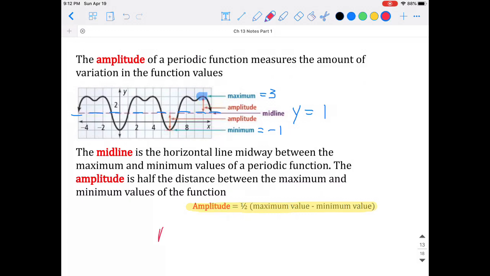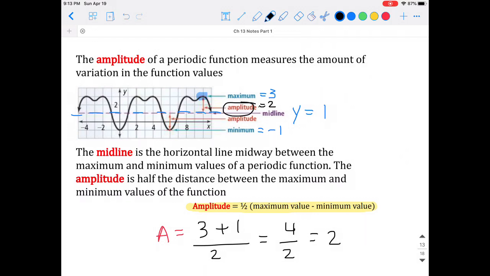We can find our amplitude by taking the maximum value minus the minimum value and dividing by 2. So our maximum value is 3 minus -1 gives us +1 over 2. 3 plus 1 is 4 over 2, so our amplitude of this function is 2. And you'll notice your amplitude always matches up with the distance between the maximum and the minimum, and the line that represents your midline. So 3 is 2 units away from our midline, which is 1. -1 is 2 units away from the midline, which is 1.